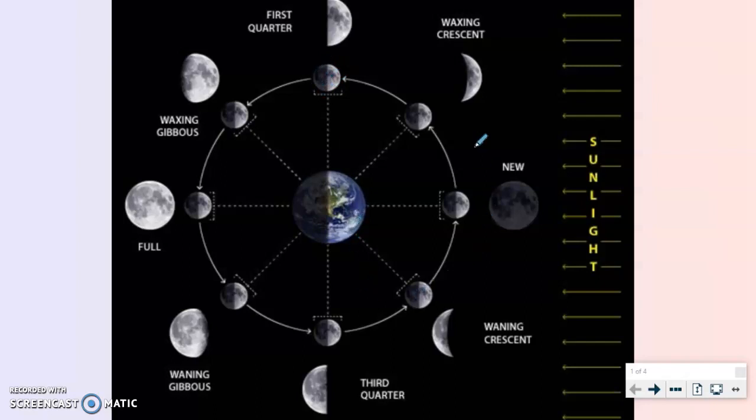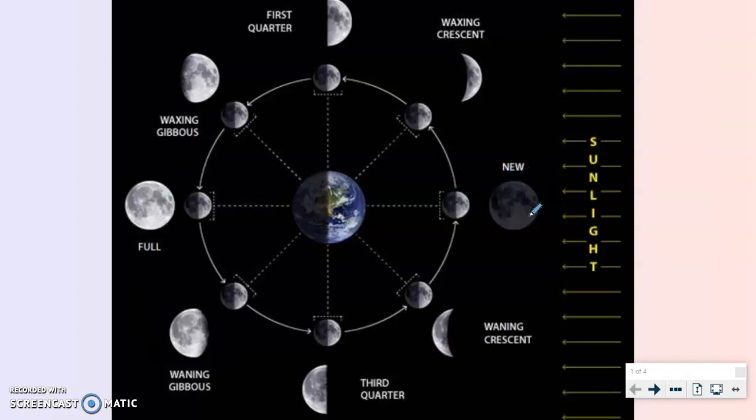And the moon is constantly revolving around the earth, and it's because of this that the moon appears to change or go through phases. What's actually changing is the amount of the lit up side that we can see.